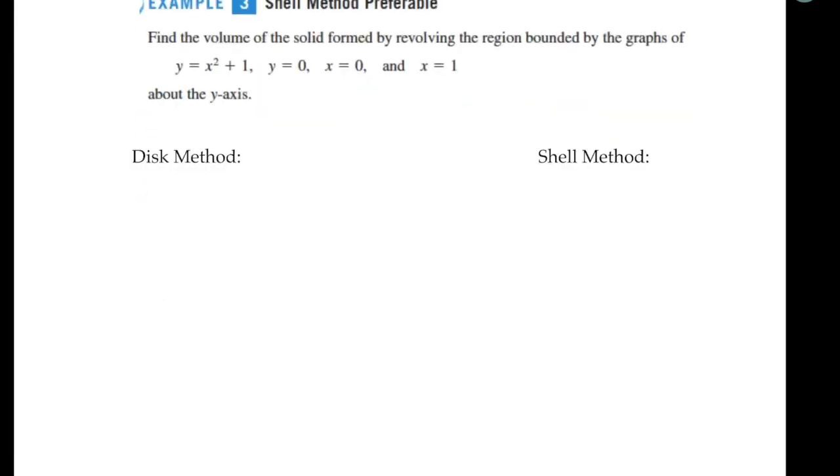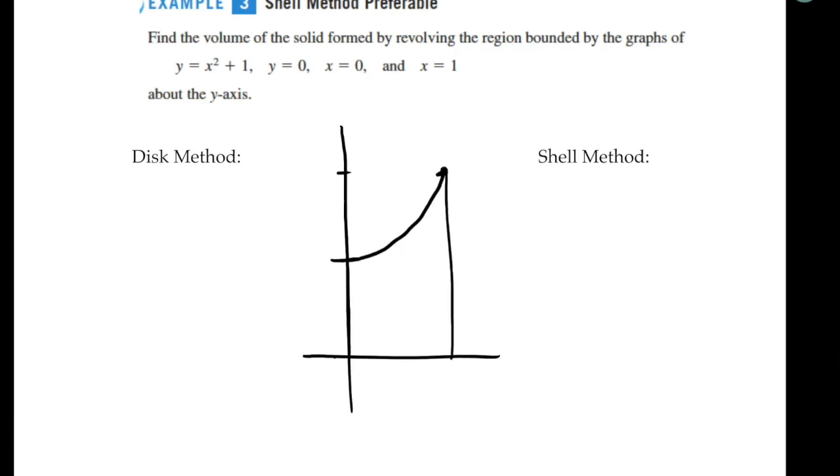Sometimes one is better than the other if you just draw it out. So in this case, if I drew out this picture for you, we have x squared plus 1, which looks like that. We have x equals 0, x equals 1, and y equals 0. All right, so we have this whole region right there.